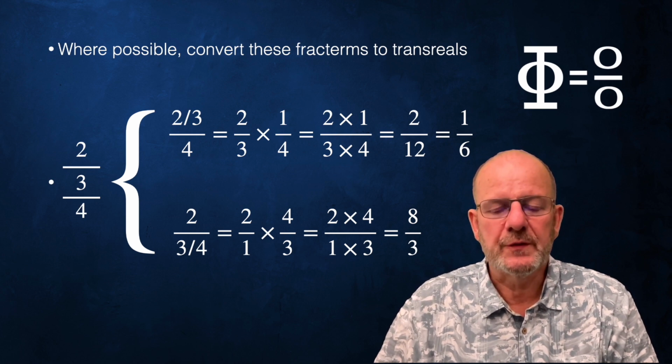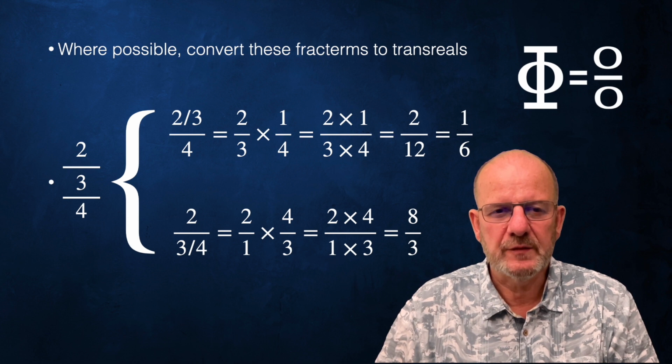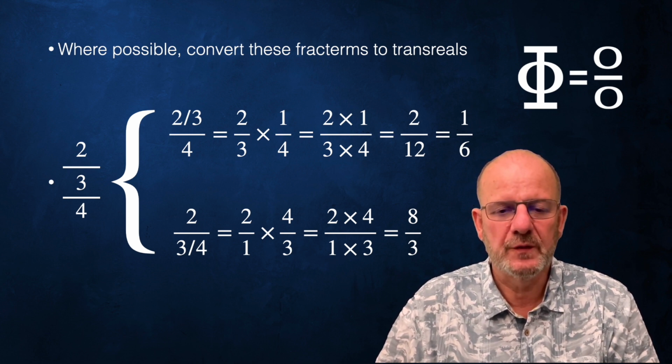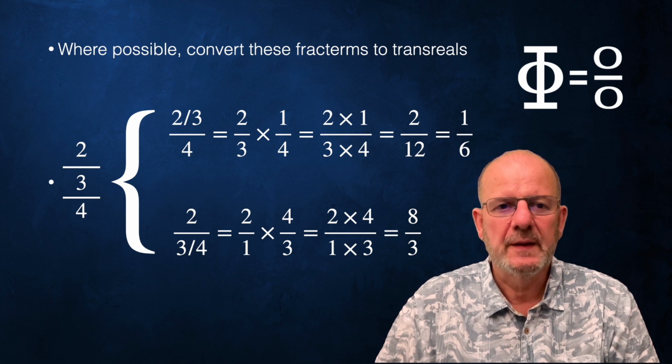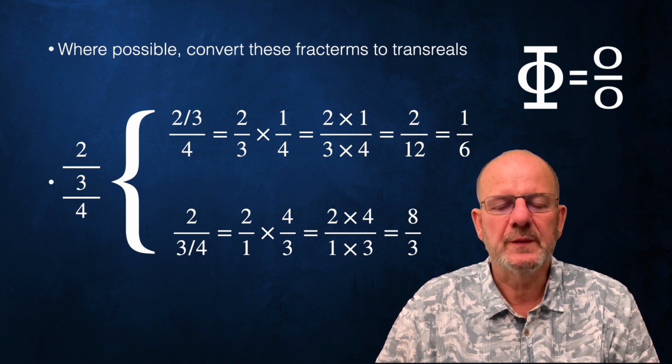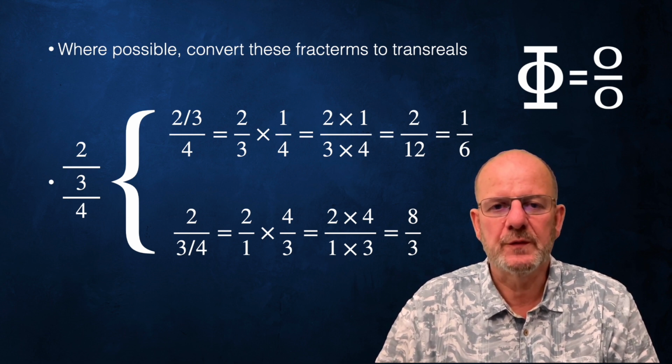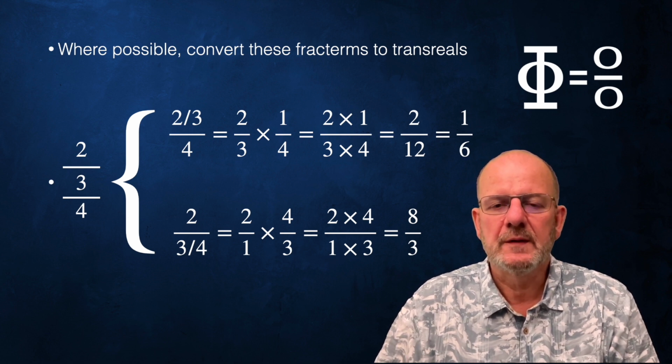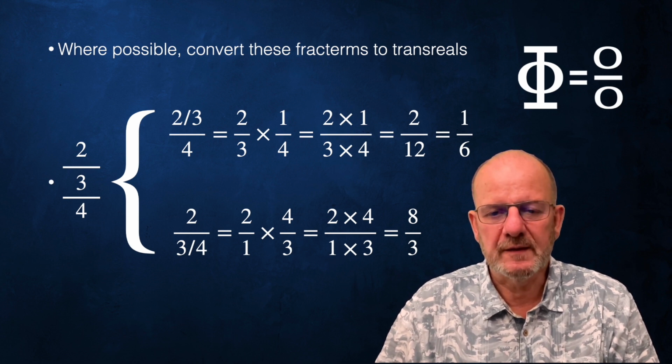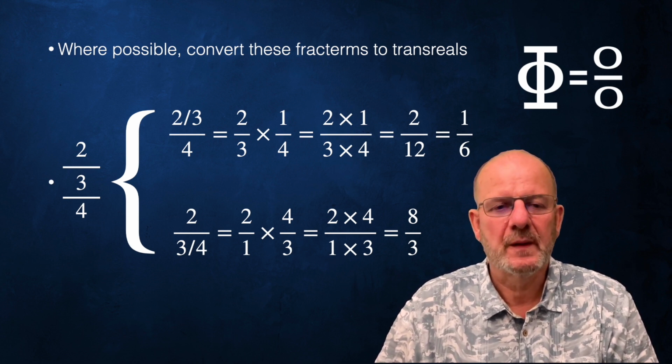Now, the alpha sting, the ridiculously hard question. Converting 2 over 3 over 4 into transreal numbers was a really hard question. It depends on how 2 over 3 over 4 associates. If it associates top to bottom, then you get 2 over 3 divided by 4. That's equal to 2 over 3 times 1 over 4 is equal to 2 times 1 over 3 times 4 is equal to 2 over 12 equals 1 over 6. You could cancel earlier. I would.